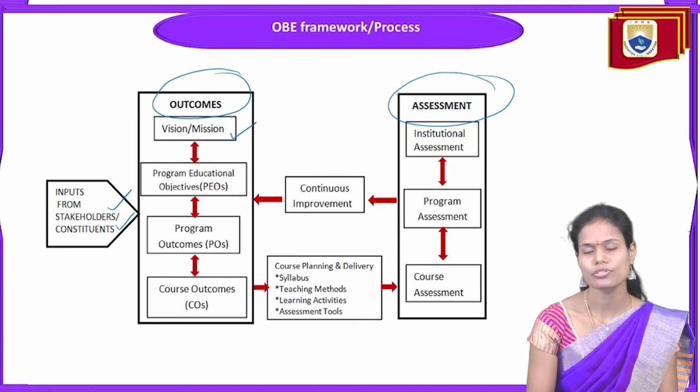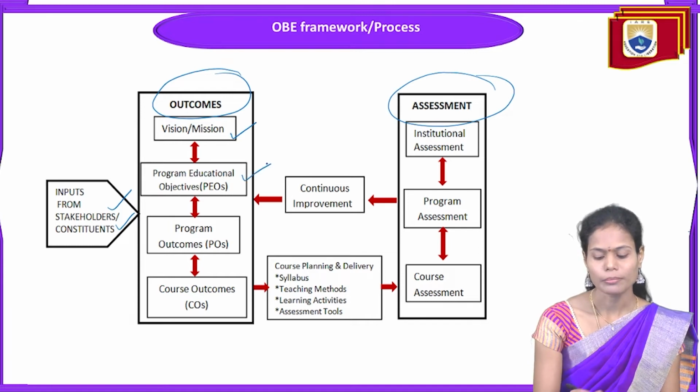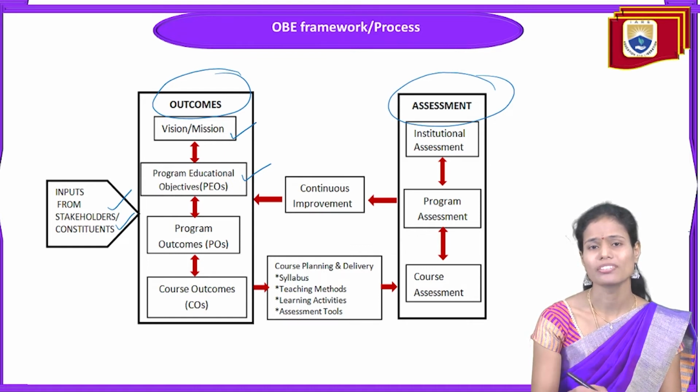What is the mission of the institute, what is the vision of the institute, and what are our main goals or requirements for the institution? After that, we will indicate the program educational objectives. What are the program educational objectives for the different departments? We have to indicate those first.